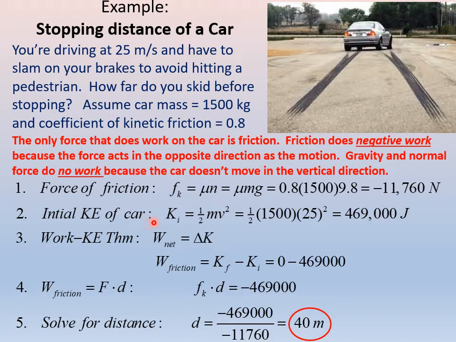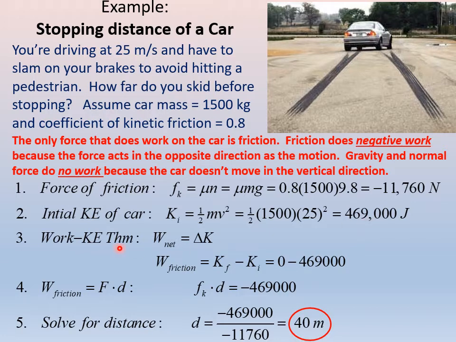The initial kinetic energy of the car, let's calculate that next. Initial kinetic energy is 1/2 mv squared, where again the mass is 1,500 kilograms, and v is the initial velocity of the car, 25 meters per second. So this comes out to be 469,000 joules. This is a large number of joules, obviously, because we're talking about a big, heavy object that's going very fast. That's why there's so much kinetic energy.